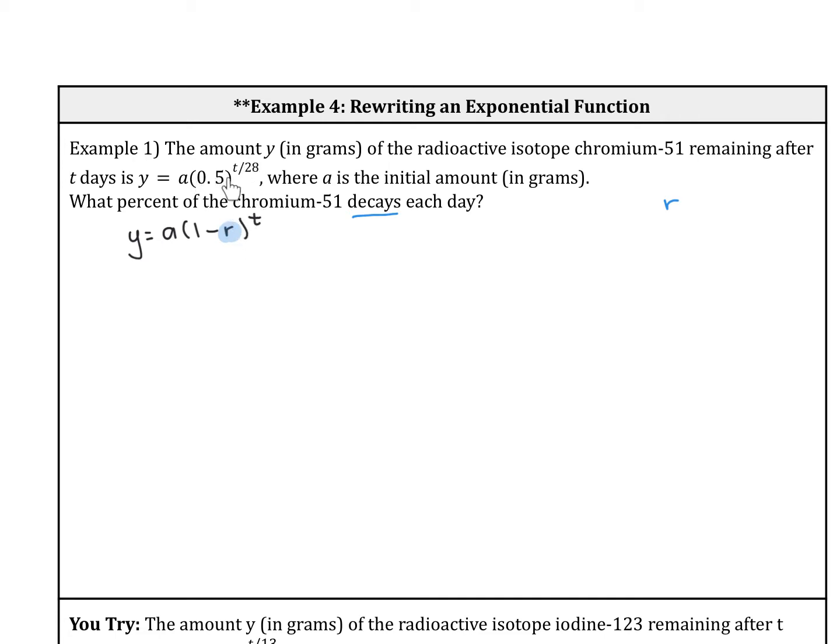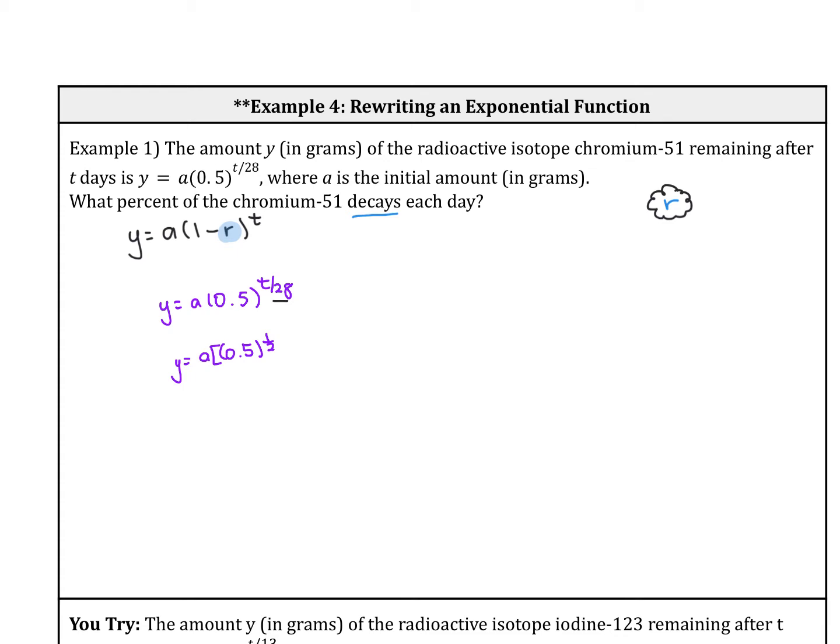So the first thing we're going to do is take the model they gave us, y equals a times 0.5 to the t over 28. It doesn't matter what that is, we're not going to work with that at all. Our goal is to solve for R. So we need to separate this 1 over 28. We're going to use the power of a power property and separate it out.